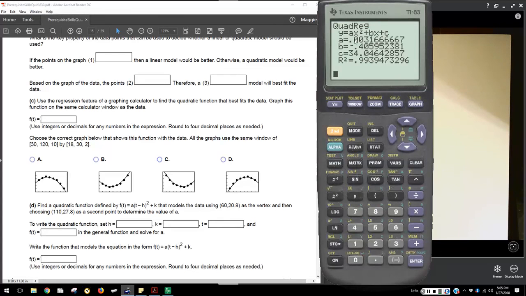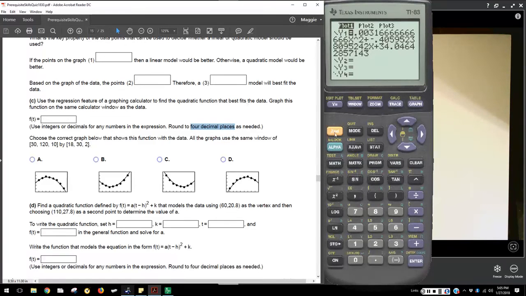Now it does give you the information to write the equation here, but we can also simply go to the y equals menu and see the equation there with everything already typed in. And it says use integers or decimals for numbers and round decimals to 4 decimal places. So we're actually going to do that on our graphing calculator.